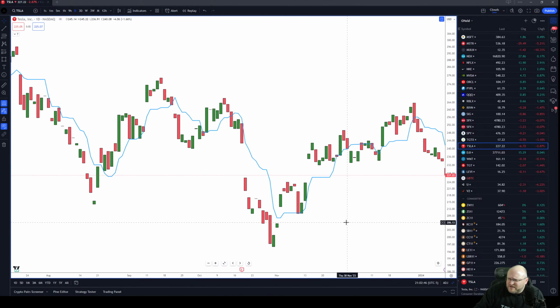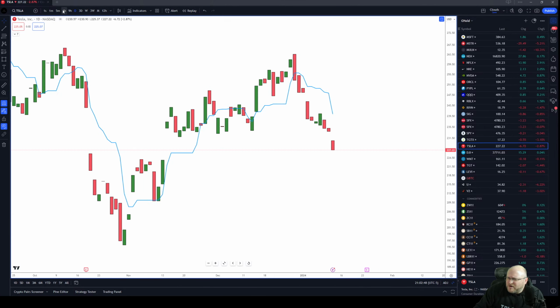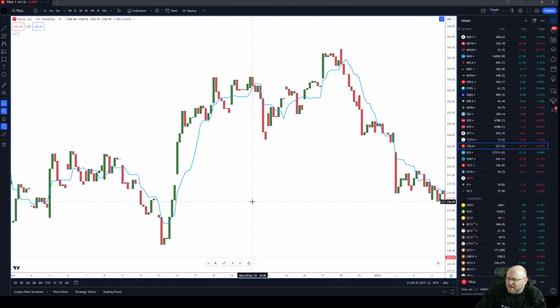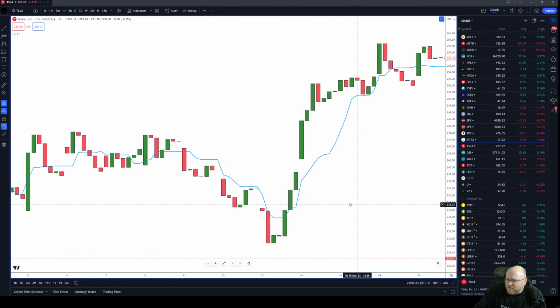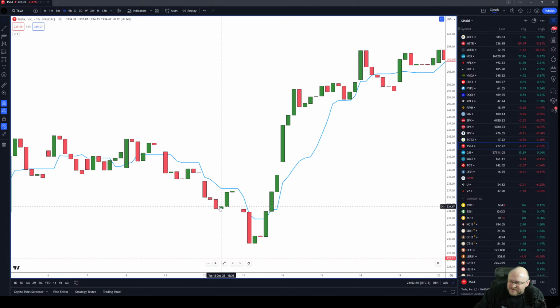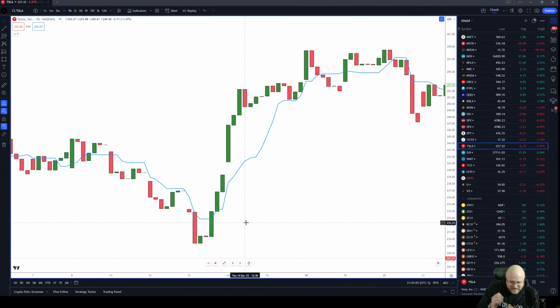Some trading software doesn't allow you to do this, but watch for, I'm going to go to the hourly. Watch for periods where there are sizable gaps between the bodies of the candlesticks and the Tenkan-sen. Try to think of the Tenkan-sen and the body of the candlesticks like a very unhealthy, codependent couple. They hate each other, but they hate even more being away from one another.